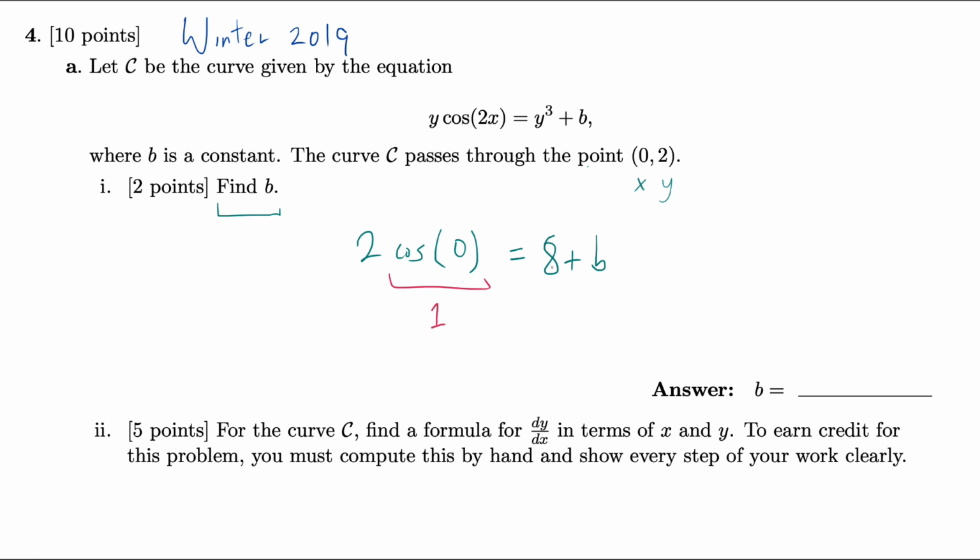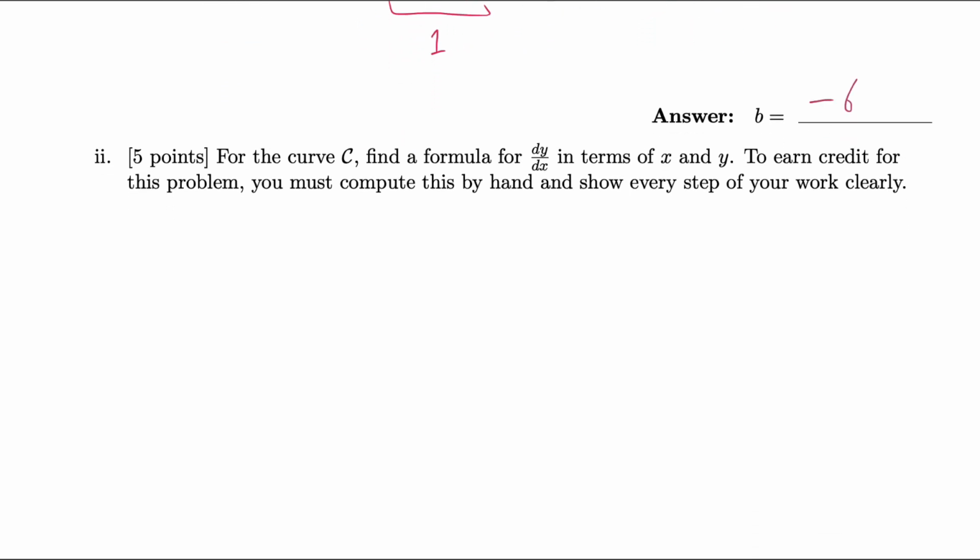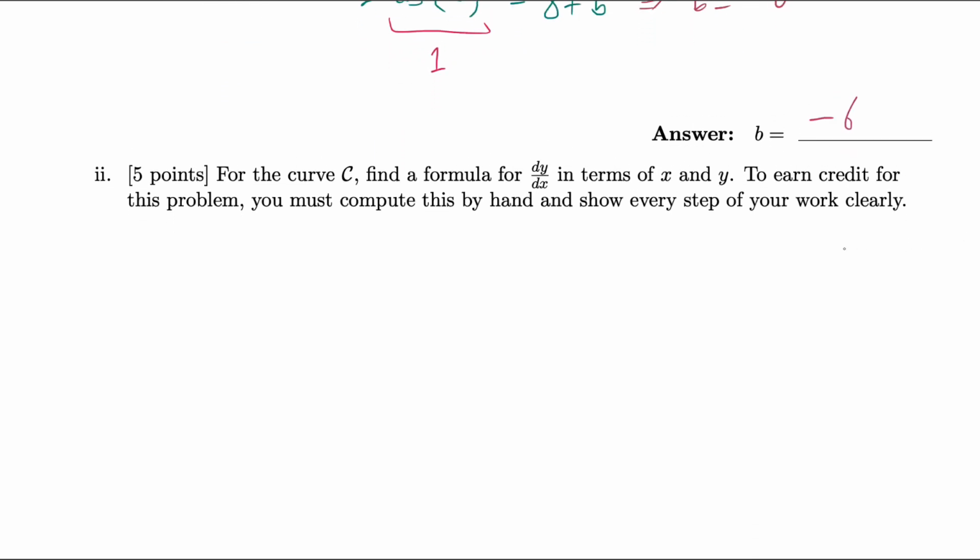So we get 2 is equal to 8 plus b. That's telling us that b must be negative 6. So we get negative 6 for part 1. Moving on, let's go to part 2. For the curve C, find the formula for dy/dx in terms of x and y. And to earn credit, we must compute this by hand and show every step of the work.